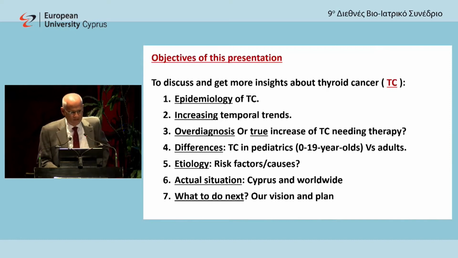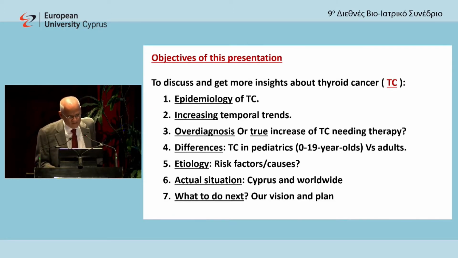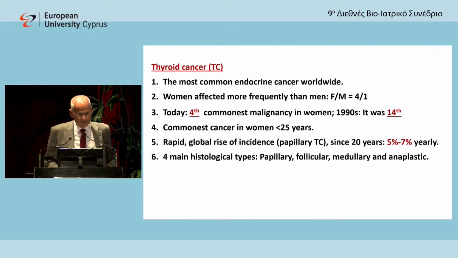My objective is, first of all, to speak a little bit about the epidemiology of thyroid cancer, the increasing temporal trends which have been documented worldwide, whether it's overdiagnosis or true increase of thyroid cancer, the differences of pediatrics, and when I will use the term pediatrics for thyroid cancer, I mean the 0-19-year-olds versus adults, the etiology, important, the actual situation in Cyprus and worldwide, and what to do next.